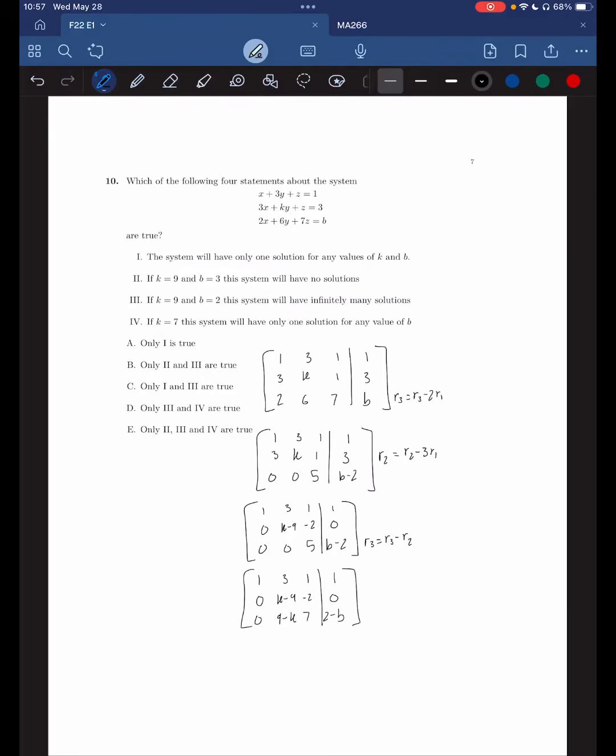Now I'm going to rewrite this matrix in equation form. So we have x plus 3y plus z equals 1, k minus 9 y minus 2z equals 0, and 9 minus k y plus 7z equals 2 minus b. Right, so these are our equations. So now let's go through our statements one by one, right?